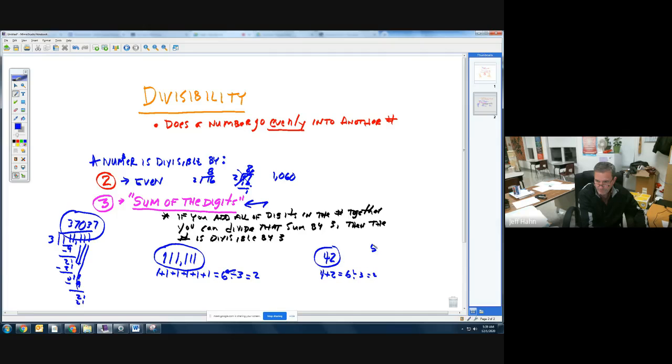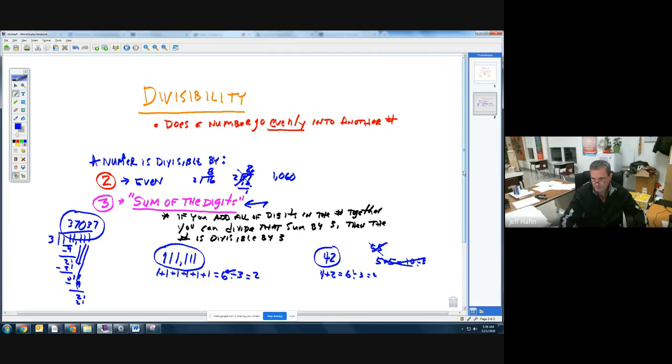What about 55? Does 3 go into 55? I add 5 plus 5 together, and that's 10. Can I divide 10 by 3? I can't. So 55 is not divisible by 3. Hopefully you kind of get the gist of that.